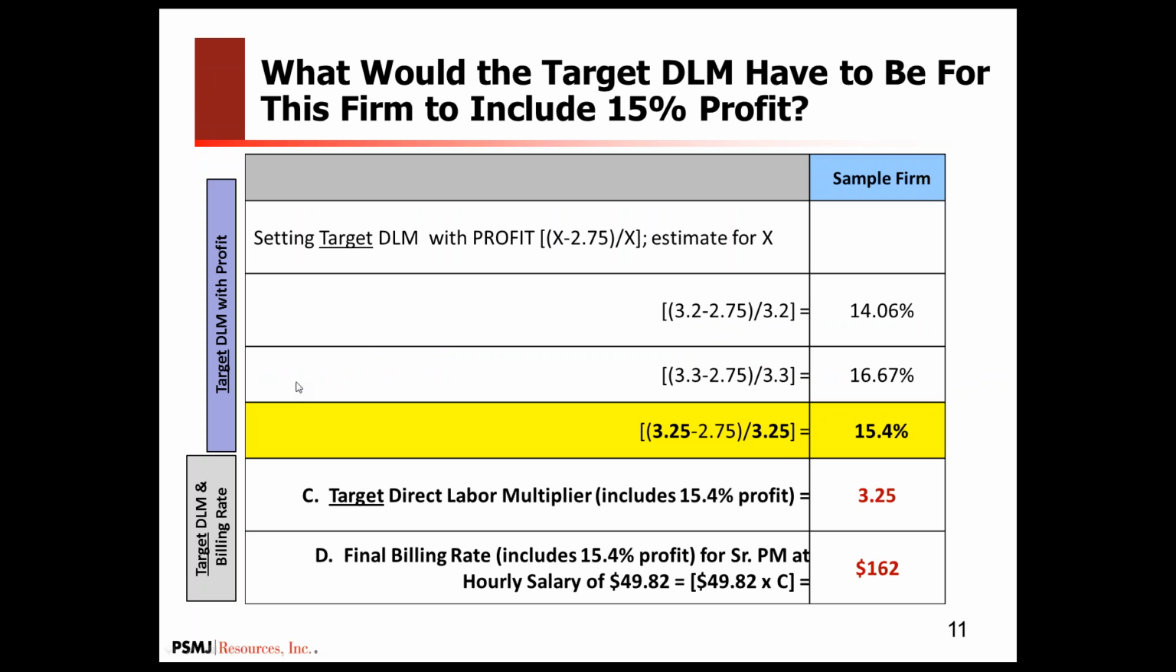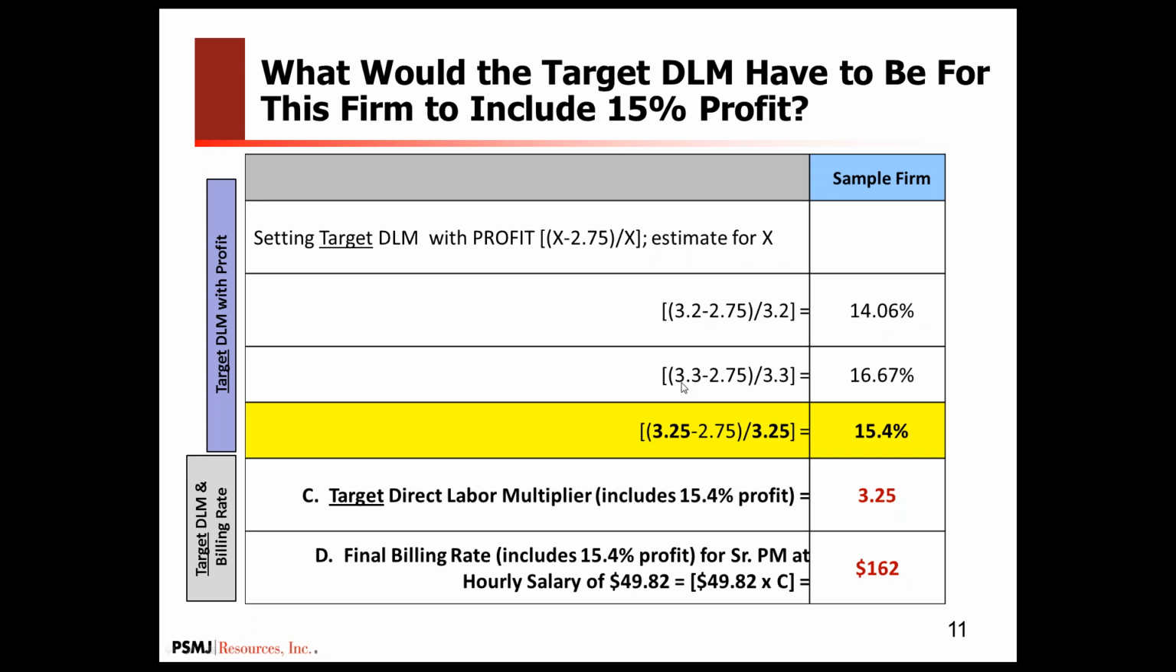So something else you might ask is, what would the target direct labor multiplier have to be for this firm to include 15% profit? So again, we're setting a target, and this is the equation behind it, where X is the target direct labor multiplier. We subtract our break-even multiplier and then divide by our target direct labor multiplier. So we'll start by estimating for X. If I estimate a 3.2, subtract the break-even, divide again by my target, I get about 14% profit.